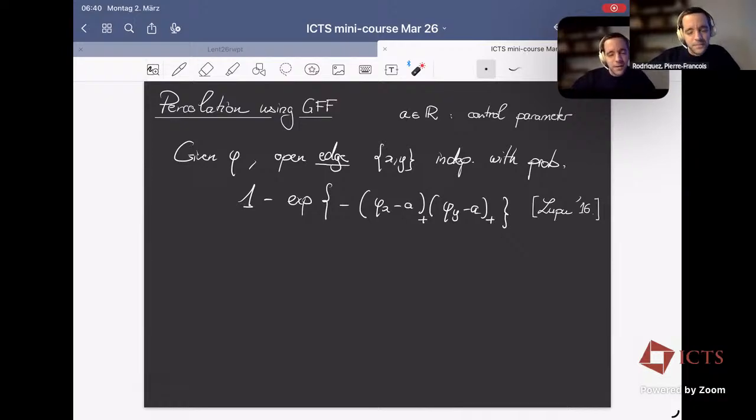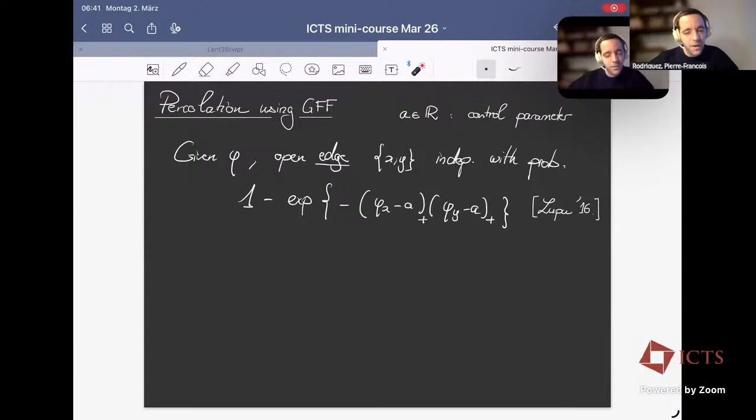Okay, so this is an idea that goes back to Lupu, and I'll say a little bit more later on. Here you see, in order to open the edge, you need the thing in the exponential not to be 0. So in particular, you need phi x to be bigger than a and phi y to be bigger than a. So you have my level a, and you want the field to be above a. But even when that's the case, there is still a non-zero probability that you might still close the edge. So that's a choice, and I'll explain what motivates this choice later on.